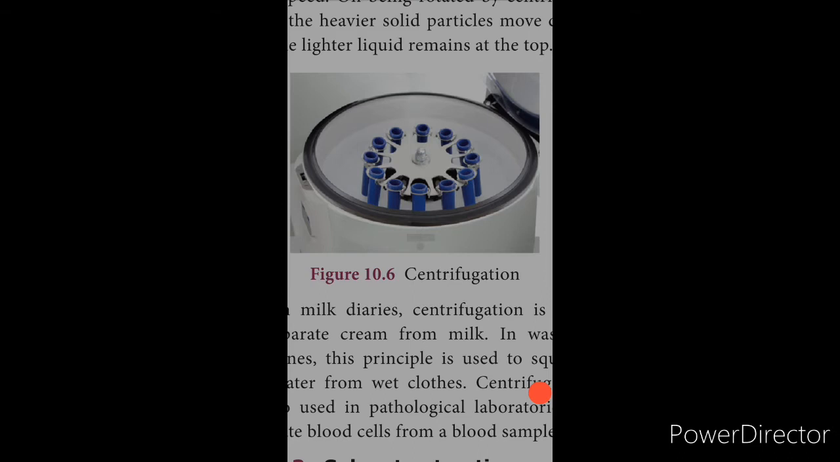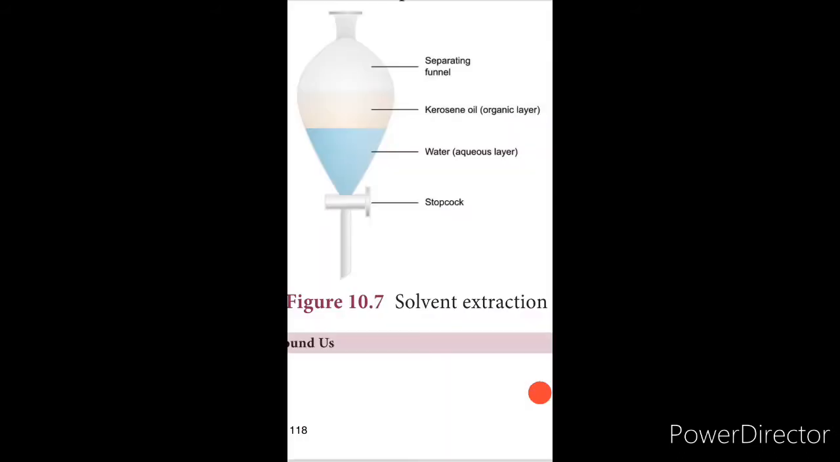Now for example, this method is employed in milk dairies. Now the milk consists of cream, isn't it? The cream can be separated from the milk. The washing machine that we use in our homes is also employing this principle, which squeezes the water from the wet cloths and it becomes dry. And in laboratories, the blood cells are separated from the blood samples using this centrifugation method.